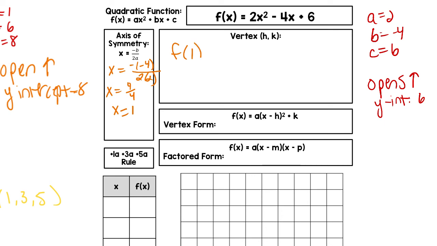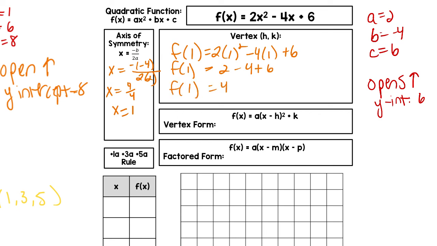For the vertex, we plug 1 in here. We have 2 times 1 squared minus 4 times 1 plus 6. Well, that is merely 2 minus 4 plus 6. That means f of 1 is 4. So our vertex is 1, 4. We don't care about those two.